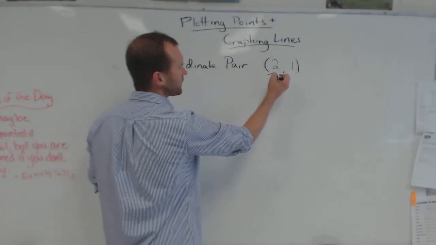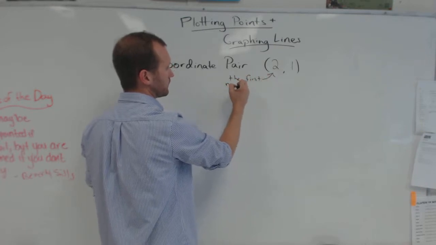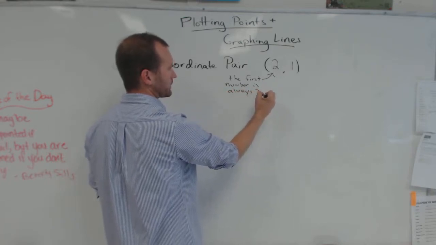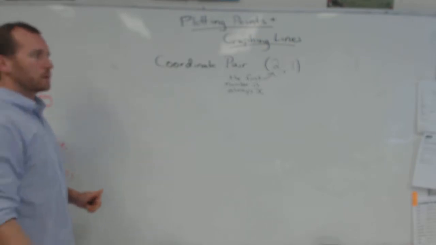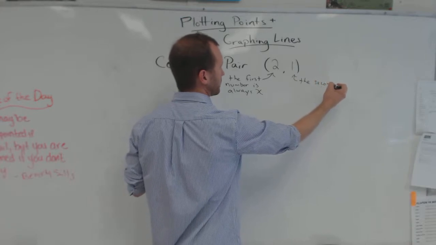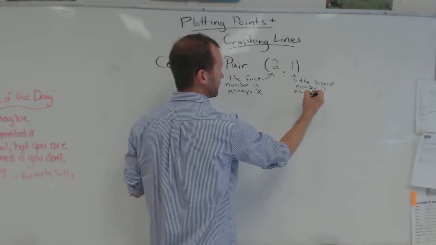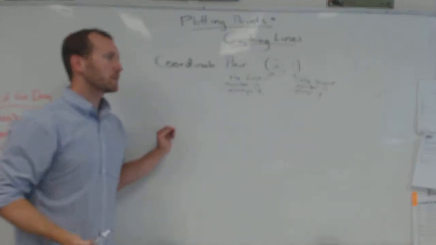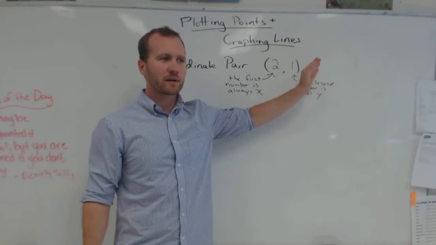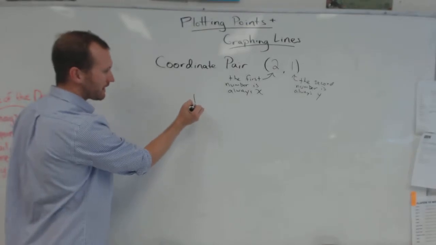The first number is always x. Okay. The second number is always y. And you won't learn this until college, but if you had to guess, when there's a third number, what do you think it is? Z. Yeah. Okay. So mathematicians are pretty logical.